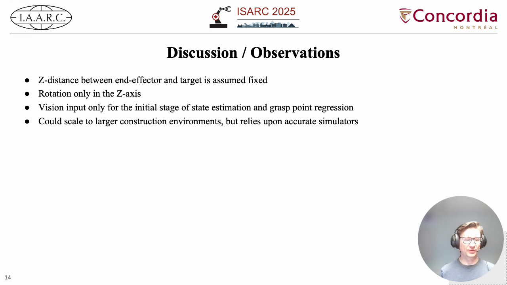Some observations and discussions. As mentioned earlier, we are assuming that the z distance between our end effector and our target is fixed. That won't always obviously be the case. And we are only rotating in the z-axis in order to place the blocks in the correct orientation. And we are only really using the vision input for initial stages. And while this could scale up to larger construction environments, it relies upon accurate simulators, and building accurate simulators is a very difficult process and would require a lot of work on its own.